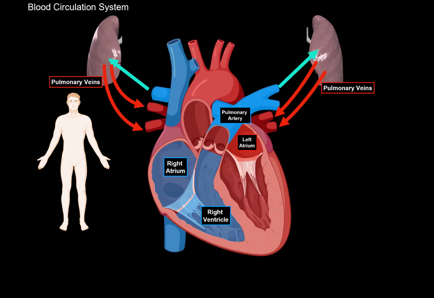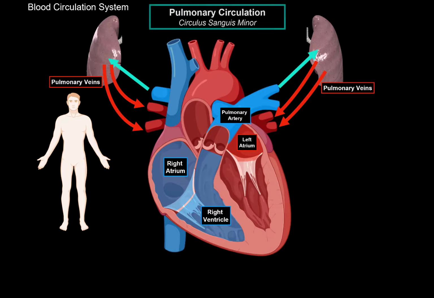The circulation where the blood goes from the heart to the lungs and then back is called the pulmonary circulation, or sometimes also referred to as the small circulation, since it's a circuit on its own.